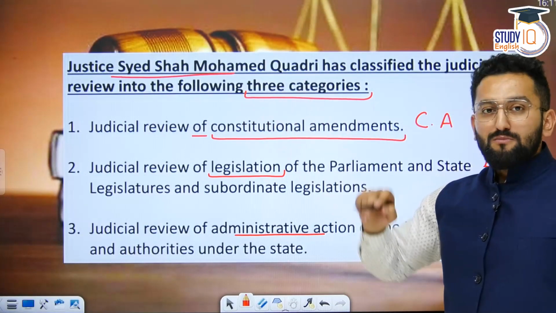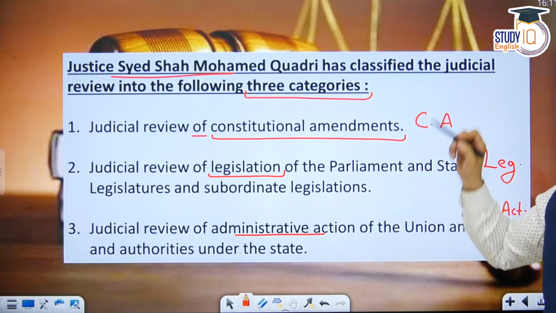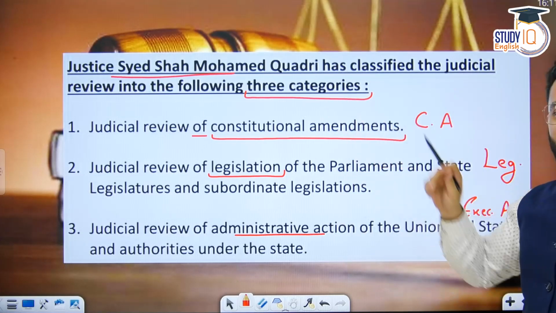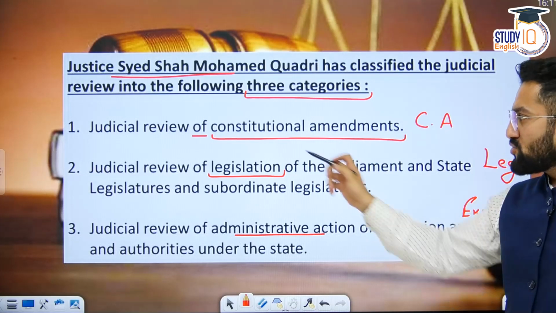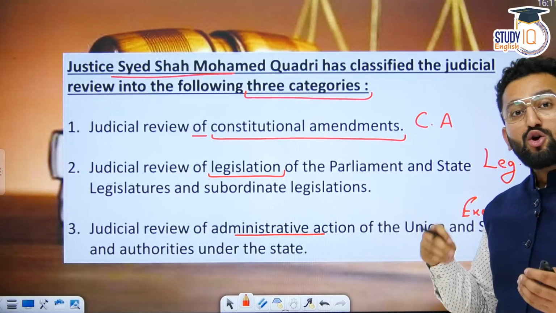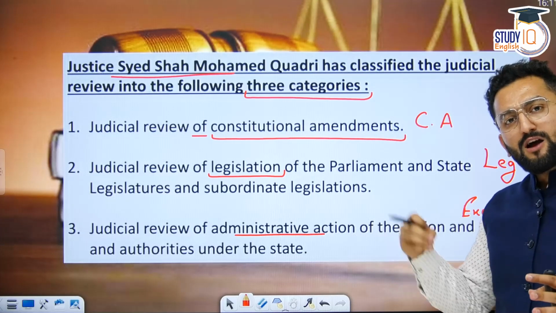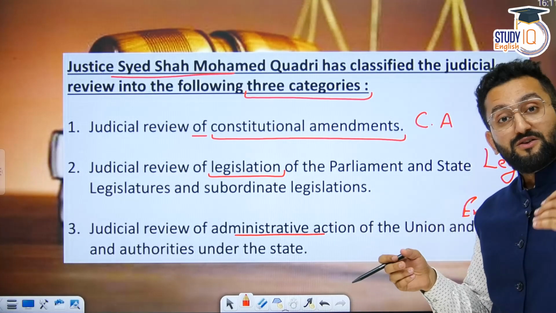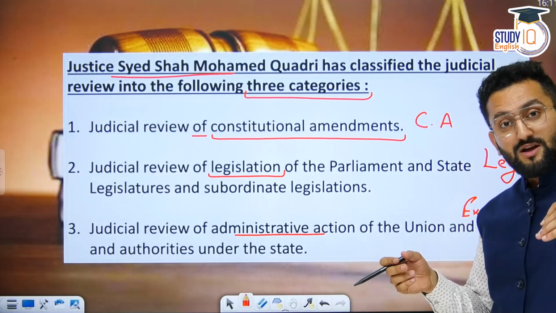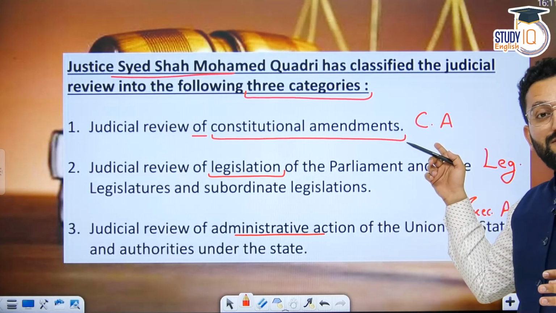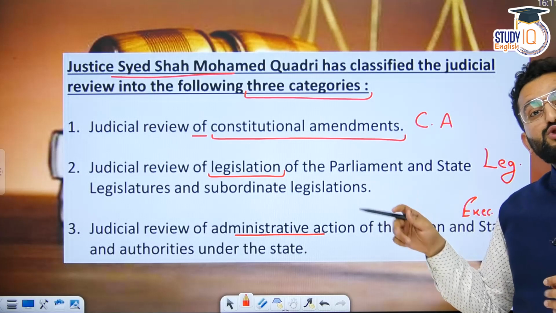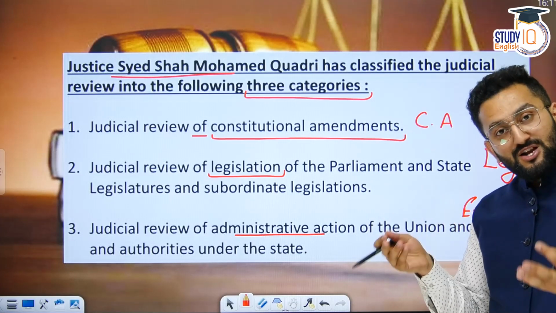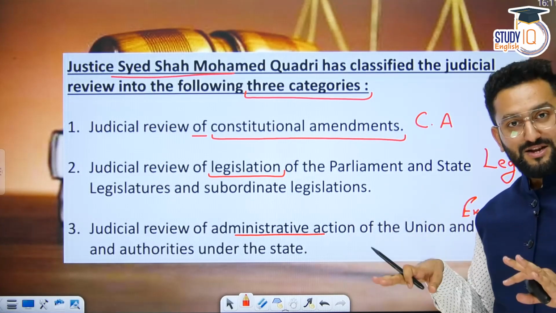Now, Justice Syed Shah Muhammad Qadri has classified judicial review into 3 categories. What are they? Number 1, judicial review to keep a check over constitutional amendment. For example, if a constitutional amendment is against a fundamental right or any provision of the constitution, then judicial review can be used. Second, judicial review can be used against some legislative action of parliament or state legislature.